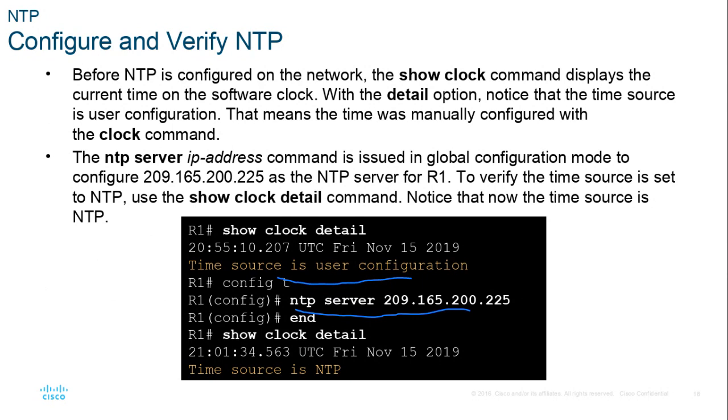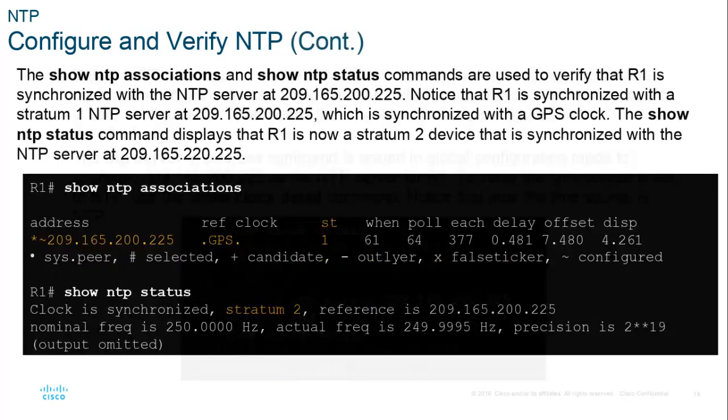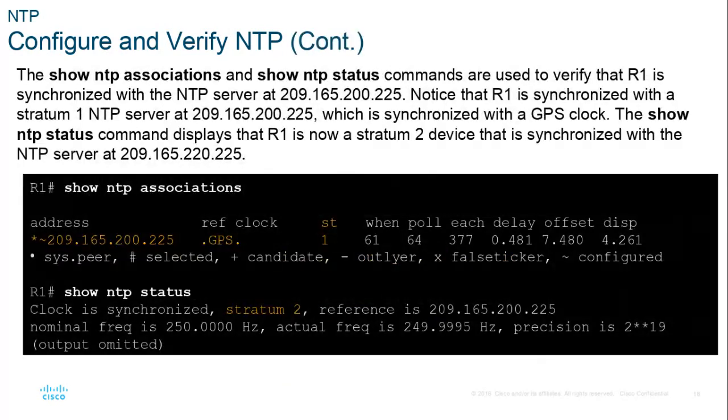But after R1 syncs up to the stratum server that's within our company, then when you go back and type show clock detail, it'll say, I'm not using that time that was set by the user's set clock. I'm using the more accurate Network Time Protocol server that I was configured to reference. And now the time source will be NTP instead of user configuration. Show NTP associations will show this is our NTP server that we previously configured.